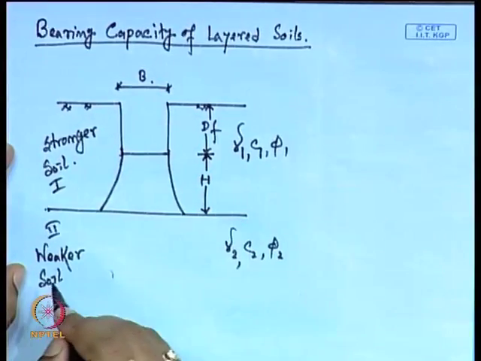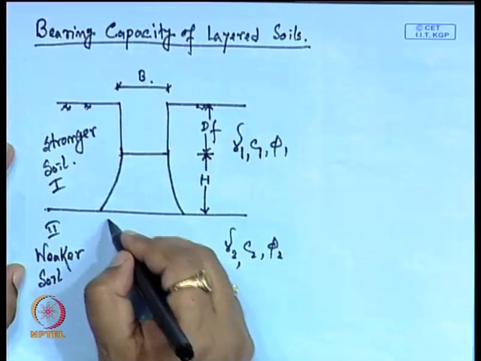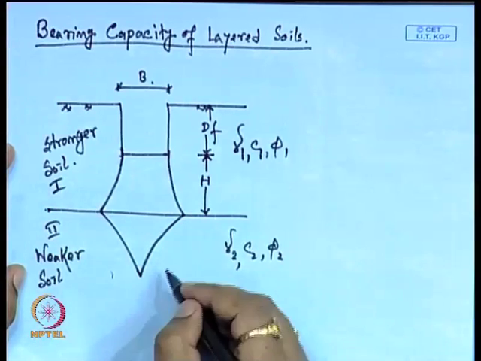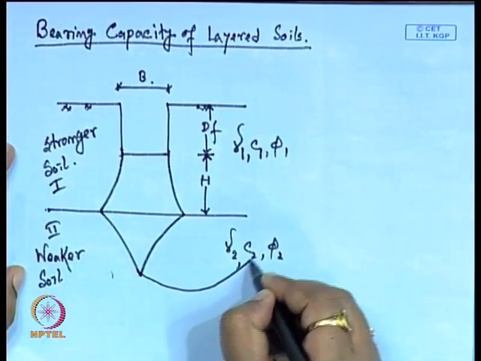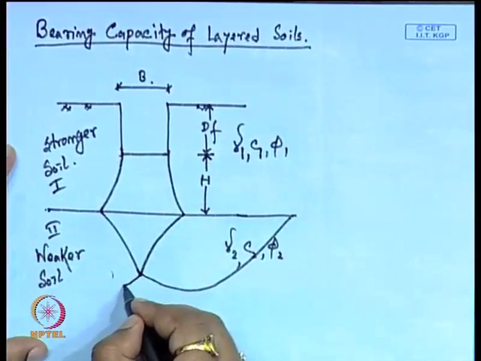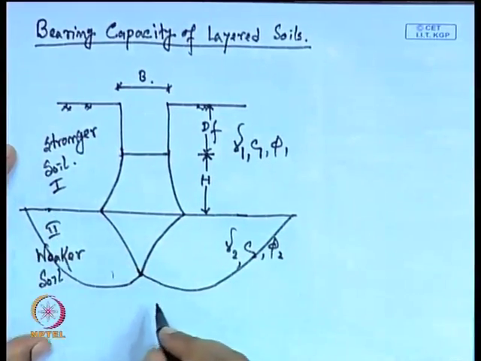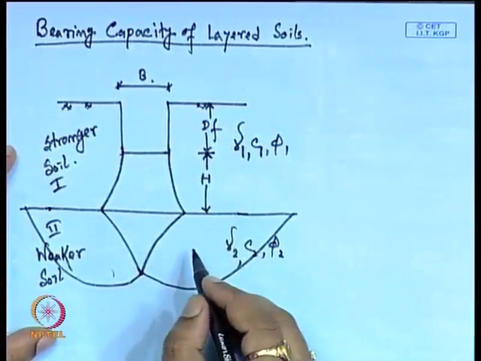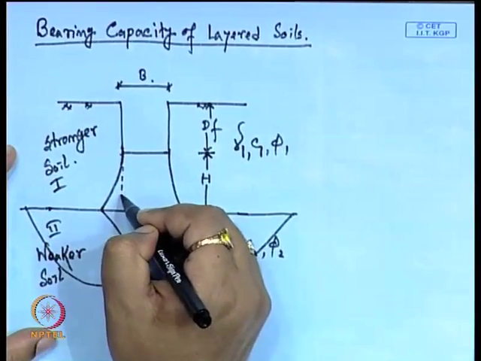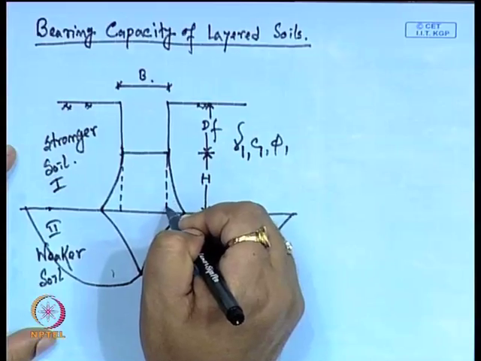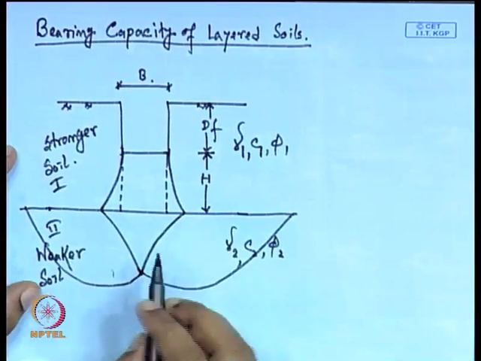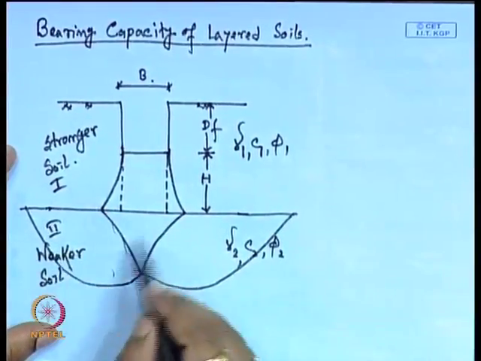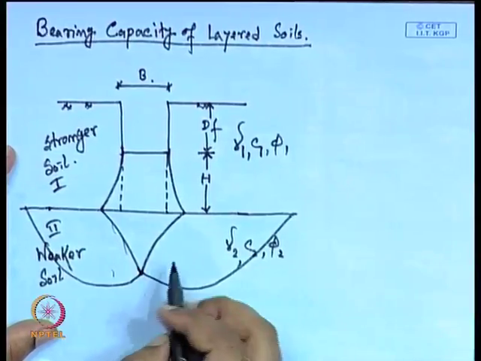for this strong soil, and then this is the general failure surface which is expected for the weaker soil. So, this type of failure surface will develop. Now, if I draw one vertical line, what are the forces which are acting? Because here it is the general shear type of failure, we can calculate this as Q bottom, or the bottom layer.